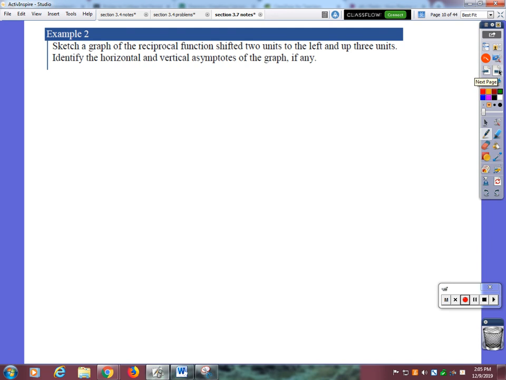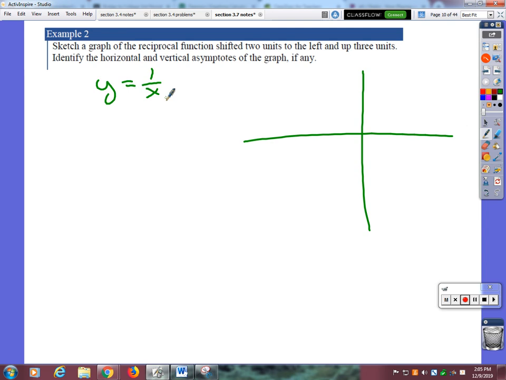All right, so the first thing that we're going to do is take these asymptotes and use them to shift the graph around. This says sketch a graph of the reciprocal function shifted 2 units to the left and up 3 units. So what does the reciprocal function normally look like before anybody starts shifting it? Okay, the equation is y equals 1 over x. Good. I get a branch of this in quadrant 1, and a branch in quadrant 3. So this is my original graph, y equals 1 over x.